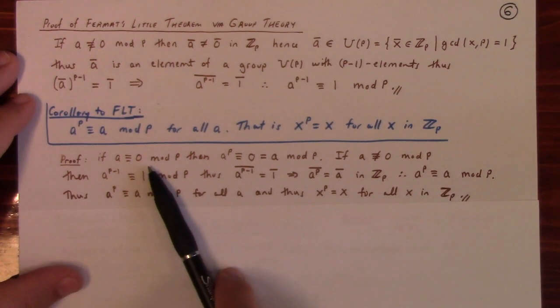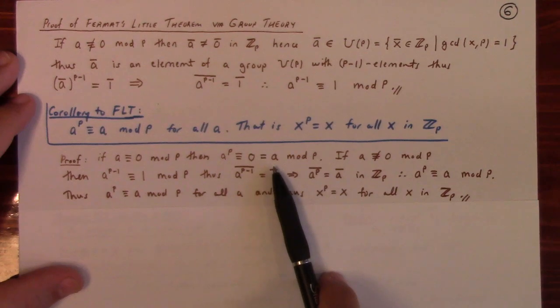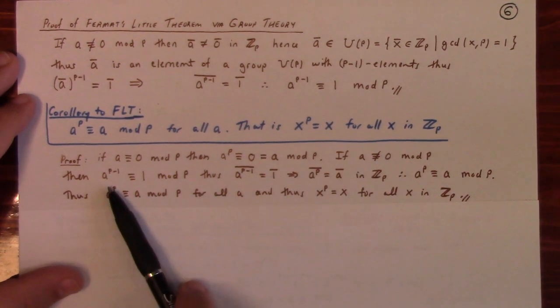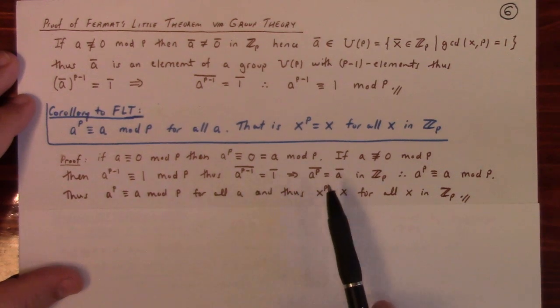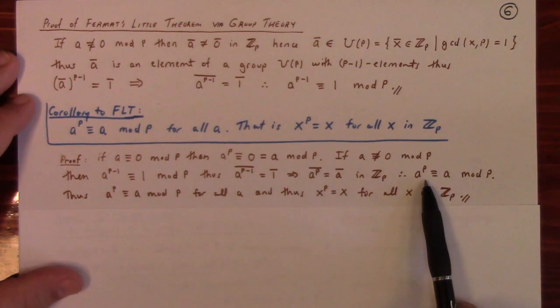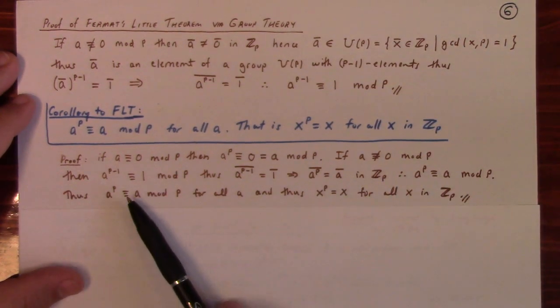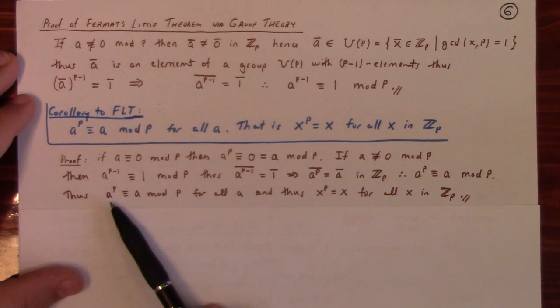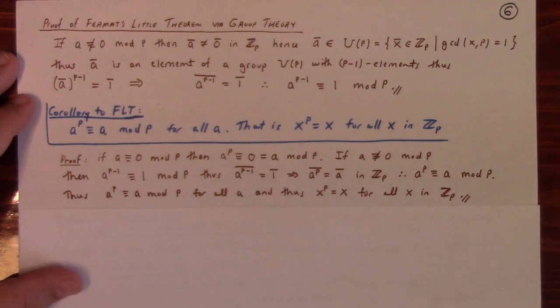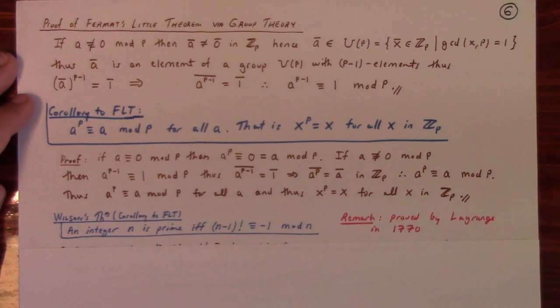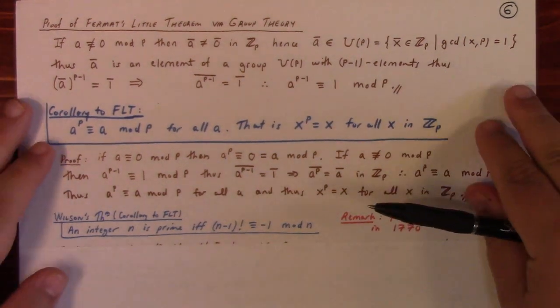If A is congruent to 0 mod P, then A to the P is congruent to A. And if A is not congruent to 0, then A to the P minus 1 is congruent to 1 by Fermat's little theorem, which of course gives us this equation in ZP, and multiplying by A gives me A to the P equal to A in ZP, which gives me A to the P congruent to A mod P. So whether A is 0 or not, you have x to the P equals x in ZP, which is to say A to the P is congruent to A mod P for all A. So there it is.